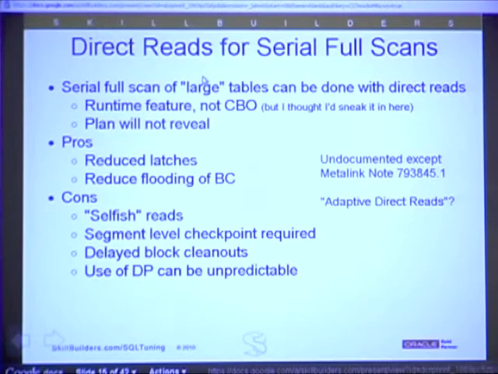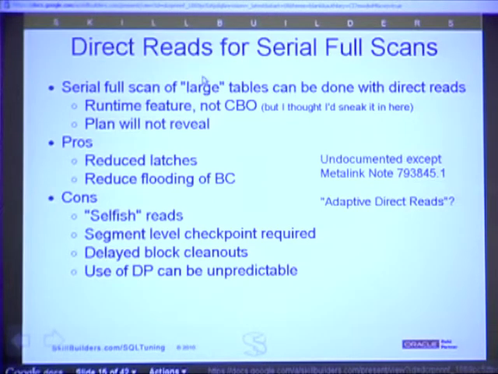Now for serial full scans, the SQL engine can decide to do direct path reads instead of reads into the buffer cache. So what we're talking about is reads into the PGA. Yes, this is not a CBO feature, but I hope you'll excuse me sneaking it in here because I think it's fairly important. Your plan will not reveal this. It is not a CBO feature. So if you do an explain plan, or even if you do a trace, the only way you're going to find this out is by looking at the wait events. They're going to be direct path read wait events and not DB file scattered read wait events.